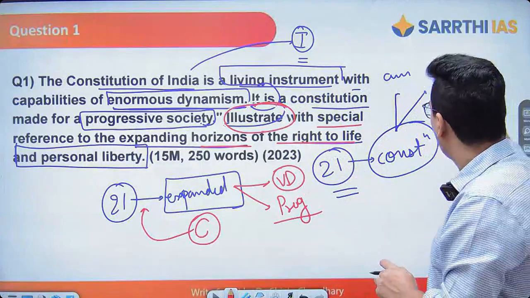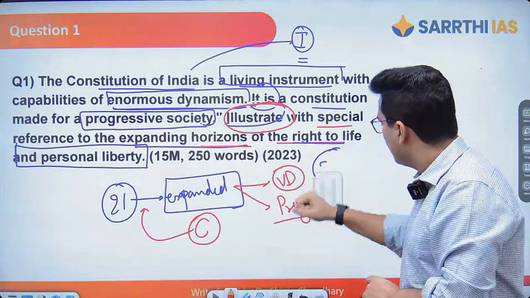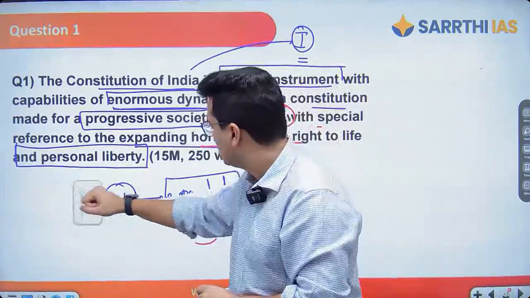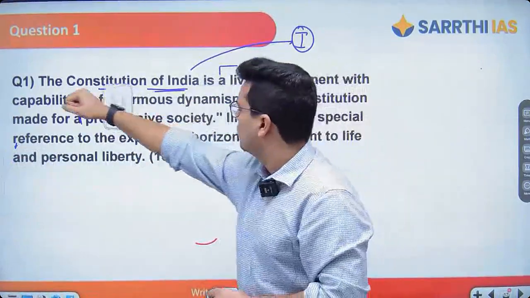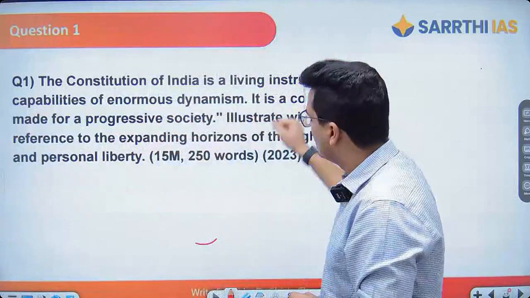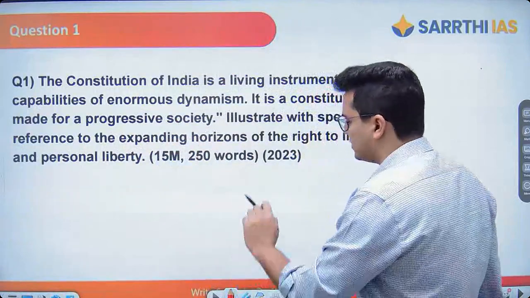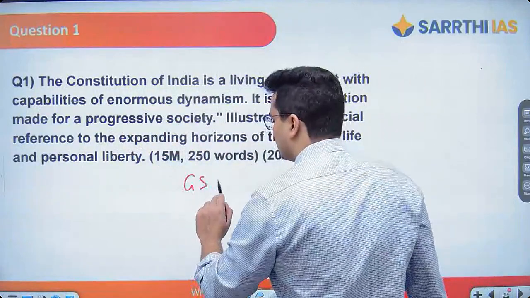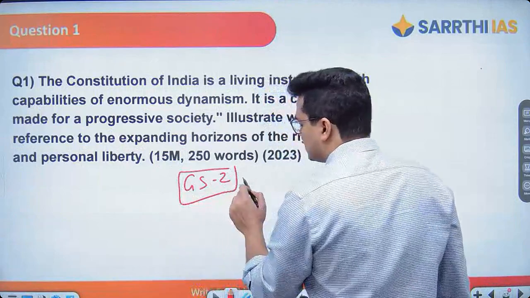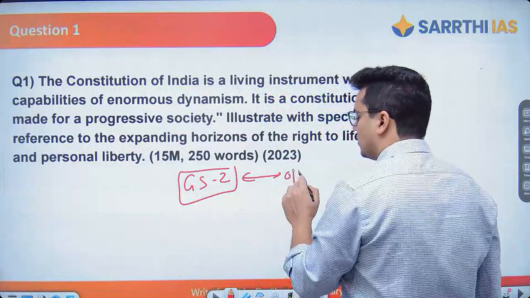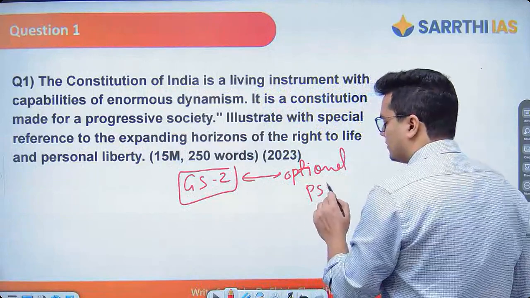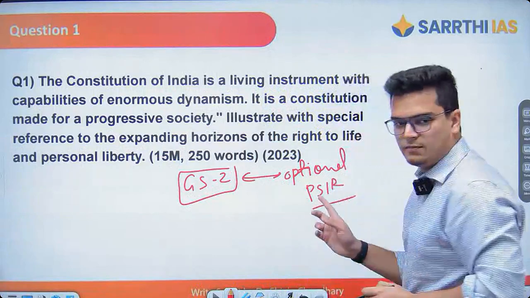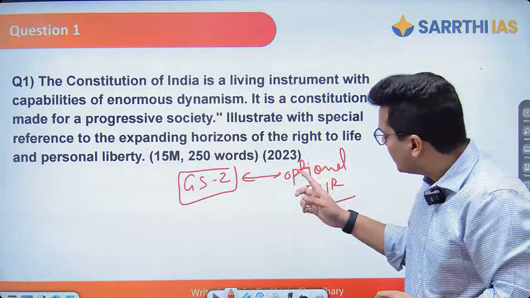So again, what is the thing we have to notice? That when we come to GS2, this is actually something I also thought of a lot when I was writing GS2. GS2 is one of the only papers in this general studies matrix which is directly linked to an optional. So this is a direct optional. PSIR is a direct optional. What does this mean?